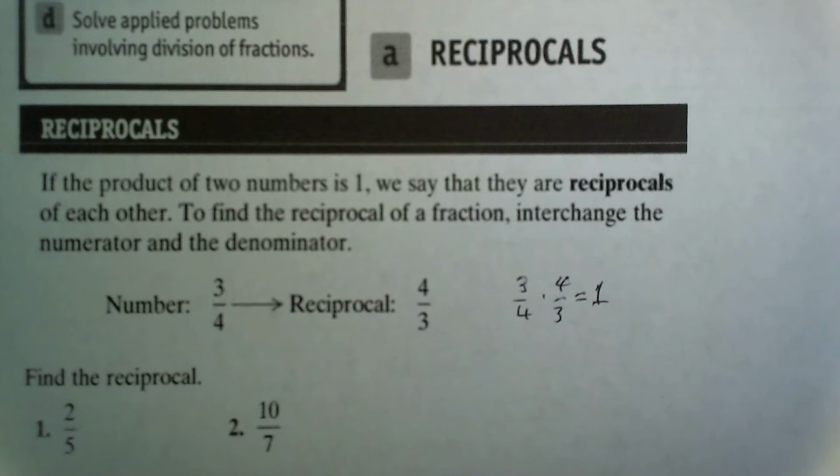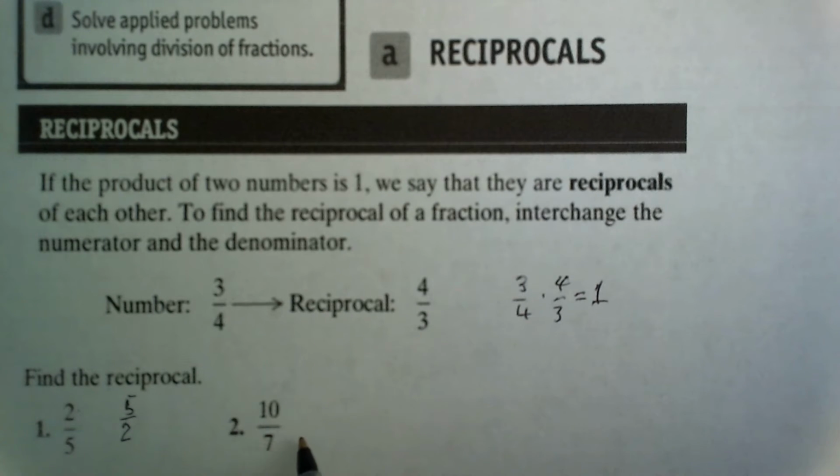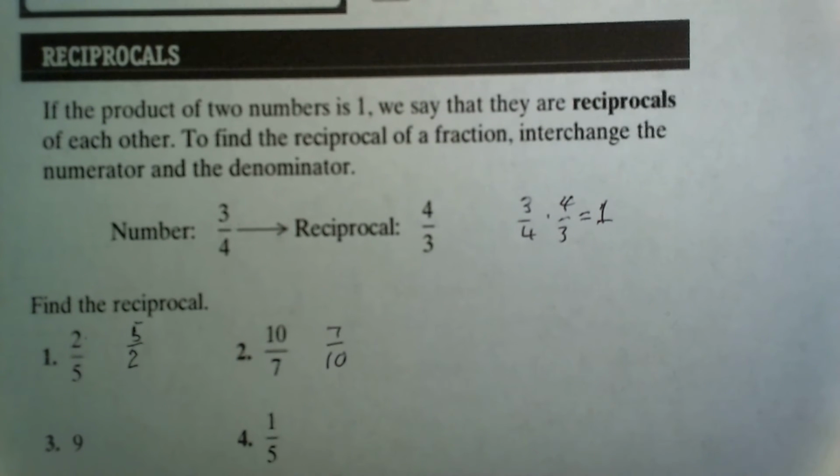Exercise number 1 asks us to find the reciprocal of 2/5. So we exchange the denominator and the numerator. So that becomes 5 divided by 2. That's all there is to it. That's the reciprocal of 2/5, it's 5/2. The reciprocal of 10/7 would be 7 divided by 10. It's very simple.